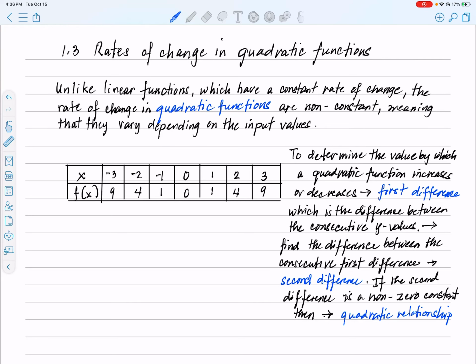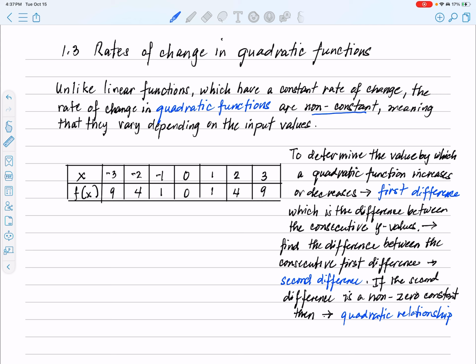Welcome to Matematika. Today we're going to do the rates of change in quadratic functions. In my previous video, we did the rate of change in linear functions. So this time we'll do the quadratic functions. Unlike linear functions, which have a constant rate of change, the rate of change in quadratic functions is non-constant, meaning that it varies depending on the input values.